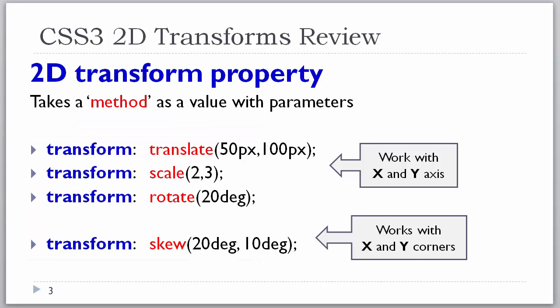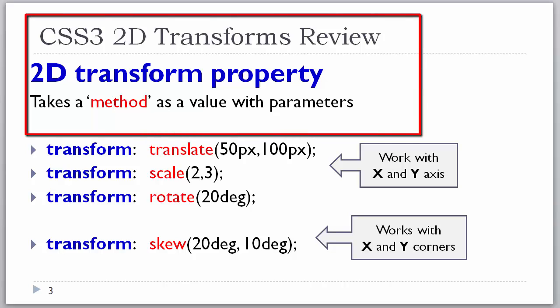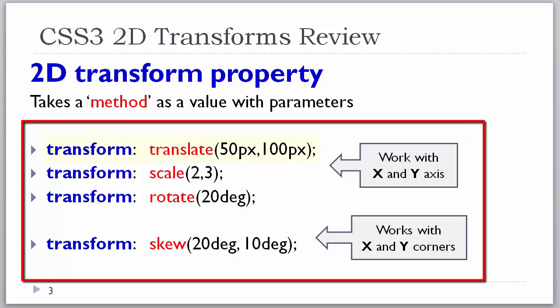So as a refresher, we have looked at the 2D transform property, which takes a method as a value, and we give those different methods different parameters. For example, here we have transform translate, which essentially moves it from its original location, and we will tell it which direction on the horizontal and vertical axis. However, if you were to only give it one value, it would be the same for both X and Y.